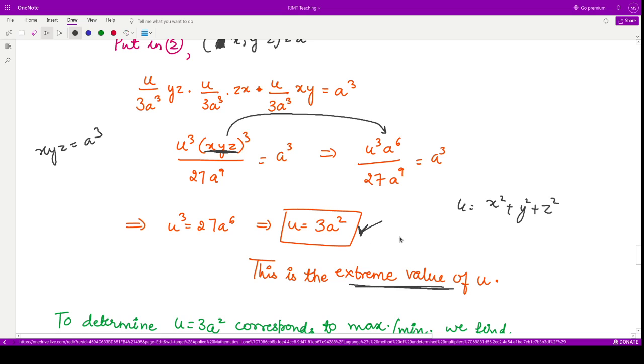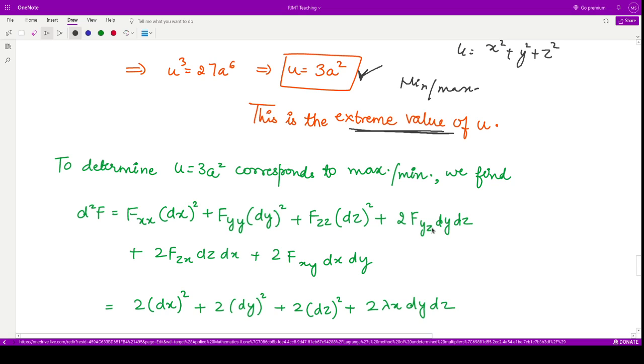Now to determine whether this is a minimum value or the maximum value, we have to go and check for the second derivative. So this is up to you: what kind of method do you want to use to check for minimum or maximum? So here we are using this method of calculation of d2f, because you cannot directly obtain any conclusion about maximum or minimum.